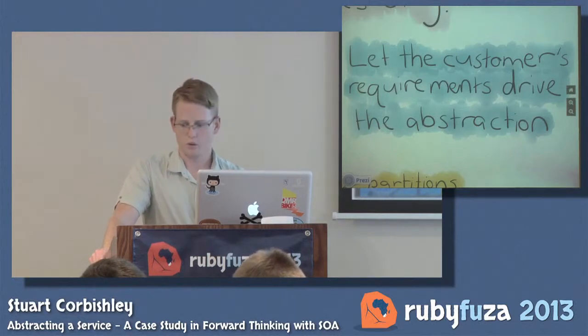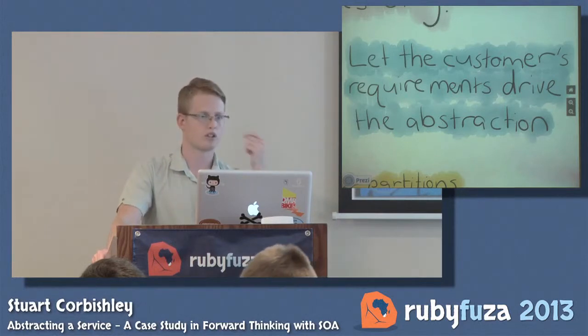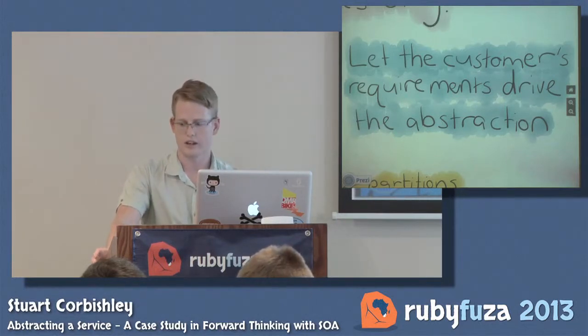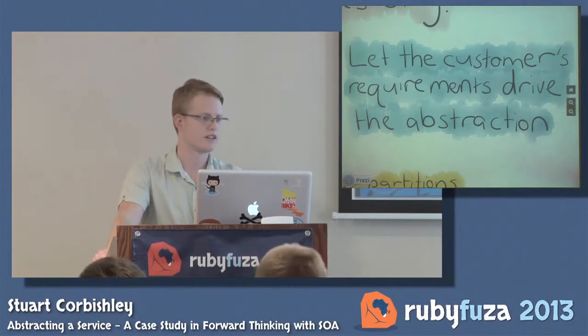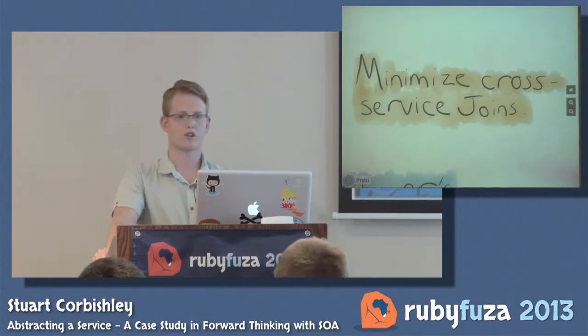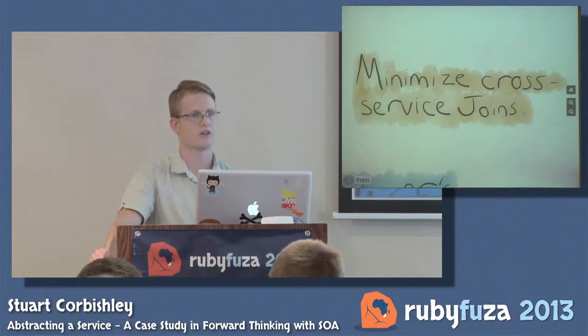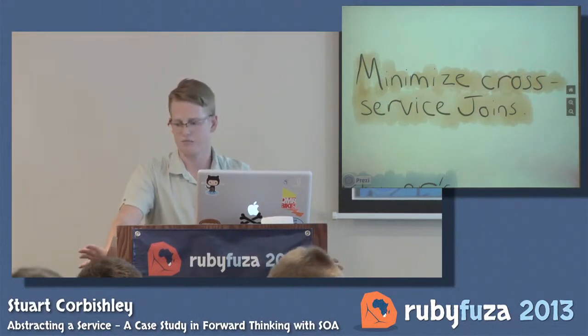Next point is you want to minimize cross-service joins, and by that I mean services talking to other services to retrieve information. Joining data over HTTP is really, really expensive, and it's not too difficult to get a particular function or a report to be built that requires a couple of thousand or tens of thousands of requests. Obviously, that's not going to take seconds. That's going to take minutes or hours, and it's just not efficient.